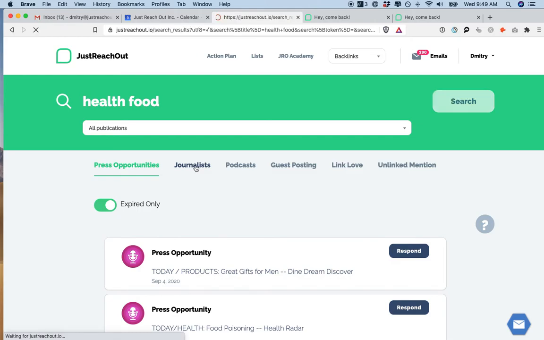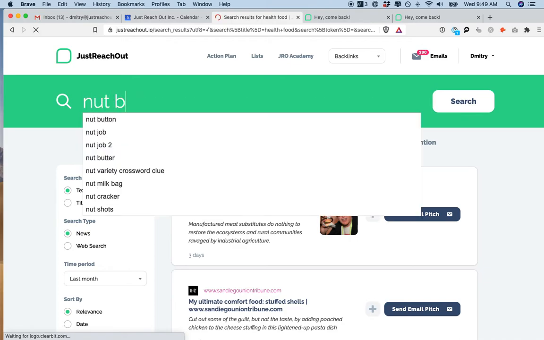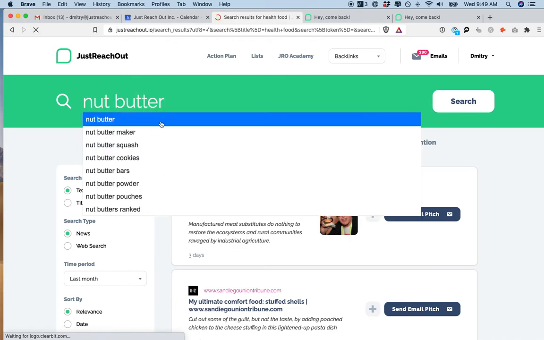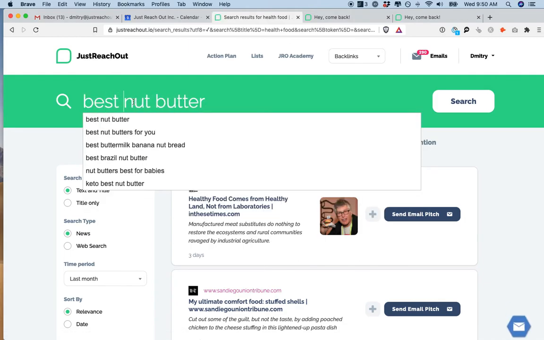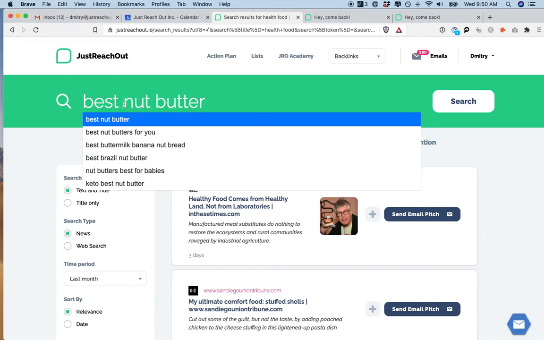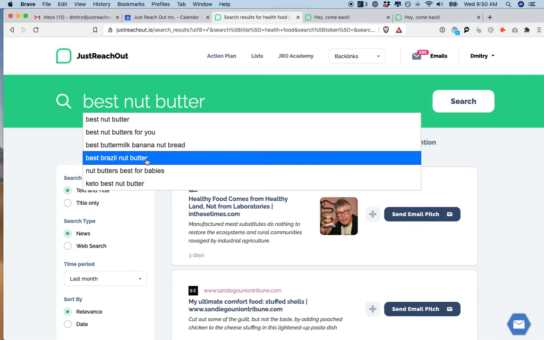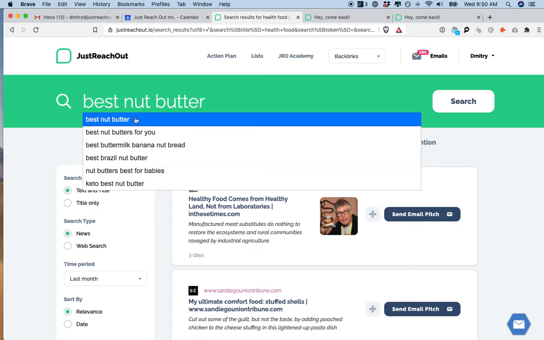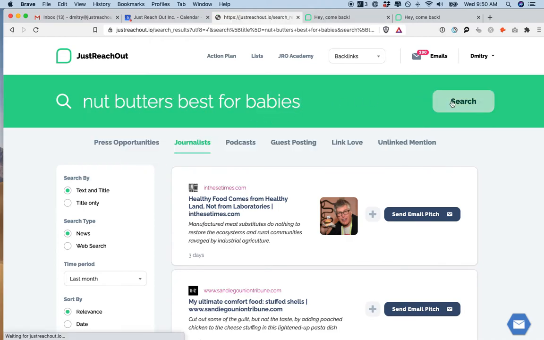In terms of journalist search, this is where you want to get very specific around your terms. So health food is too broad of a topic. So in here, use the auto suggest. Our auto suggest helps you figure out which topics people are covering a lot. But you can see that I'm typing in best nut butter. It says best nut butters for you, best buttermilk banana nut butter, best Brazil nut butter. So, you might see nut butter is best for babies. You know, you might get very specific like this.